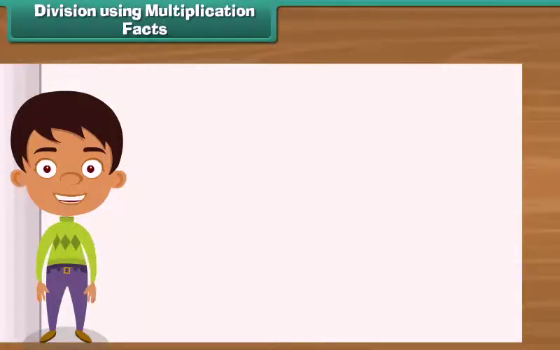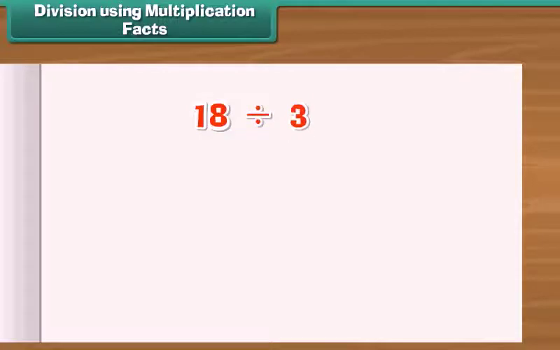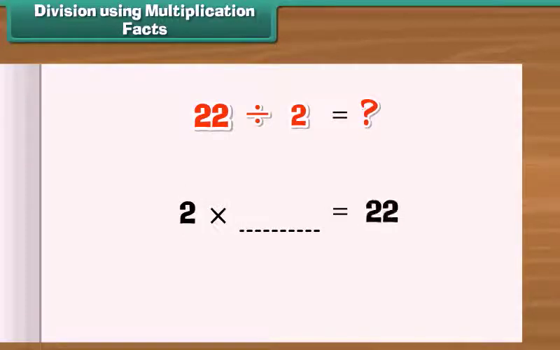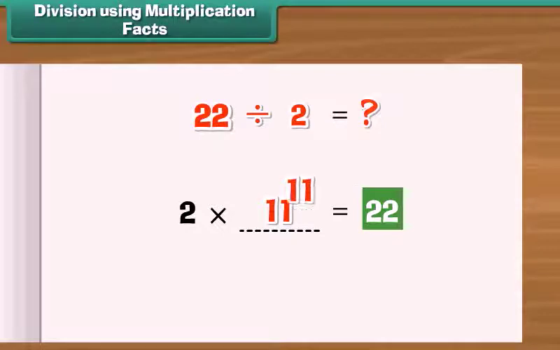Division using multiplication facts. Let us now divide numbers using multiplication facts. What is 18 divided by 3? We can write 18 in the following way. We know 3 multiplied by 6 is 18. So, 18 divided by 3 is 6. Similarly, 22 divided by 2 can be written as, we know 2 multiplied by 11 is 22. Therefore, 22 divided by 2 is 11.